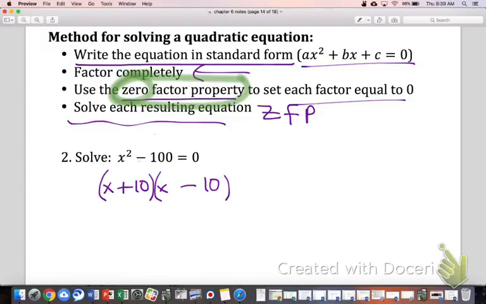Oh, like x minus 10 times x plus 10, if you flip the order. It doesn't matter, because with multiplication, order doesn't matter, right? It's commutative. So either way should work just fine.